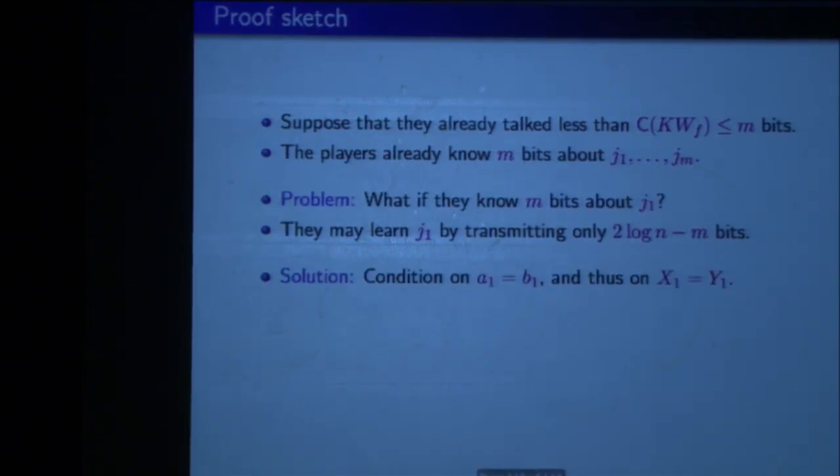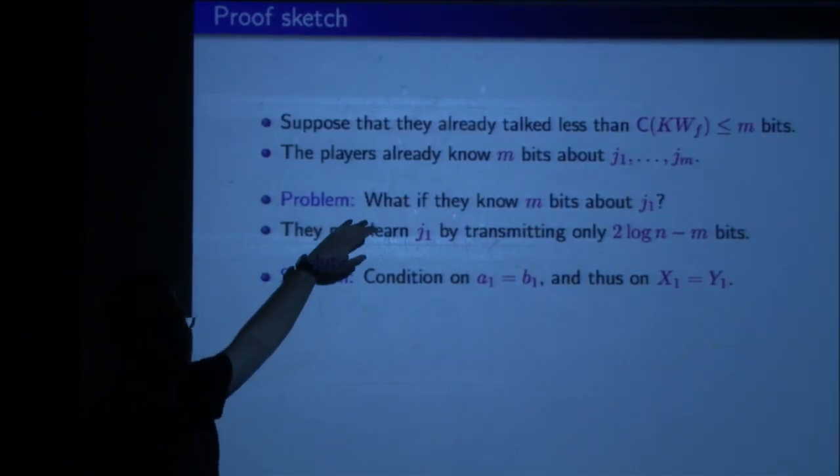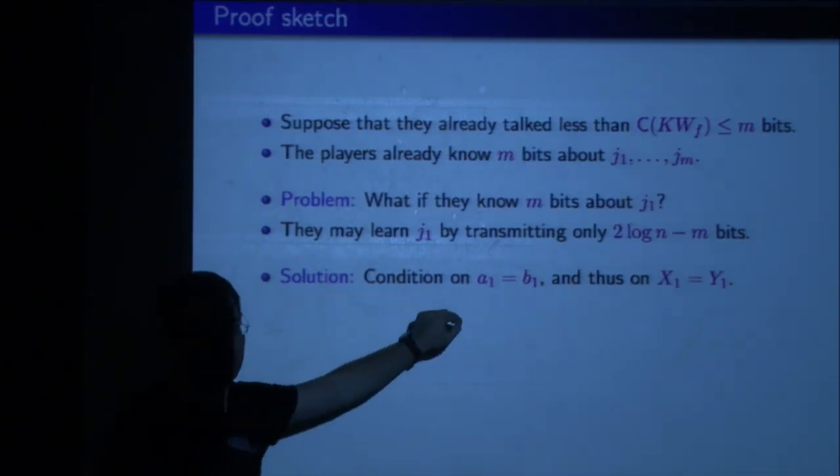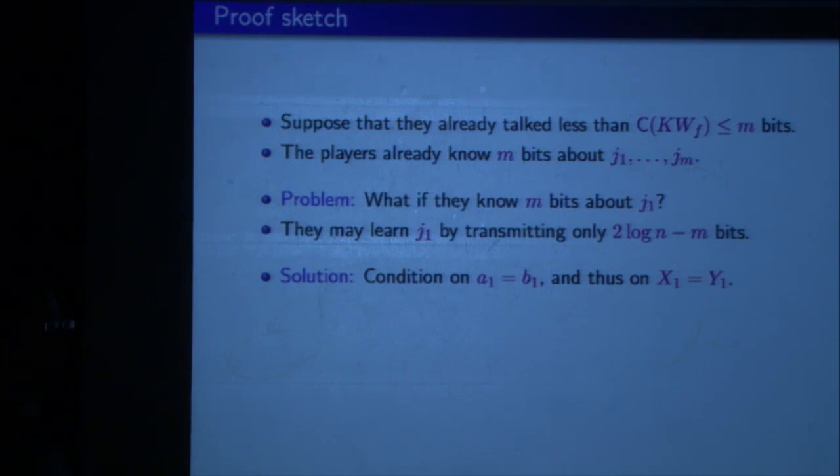So the solution is, if after the first stage they know m bits on J1, we are now going to condition on A1 equals B1. And by the properties of the distribution I described, if we condition on A1 equals B1, we know that the corresponding rows are equal, and therefore they cannot solve the relation by finding J1.